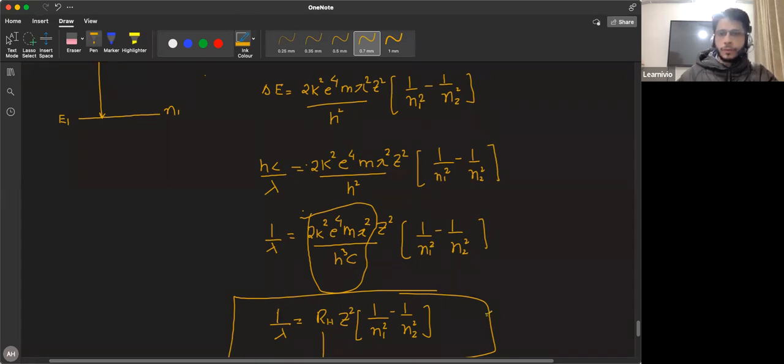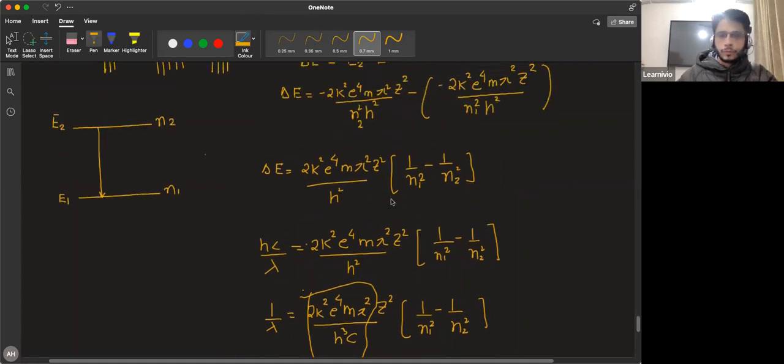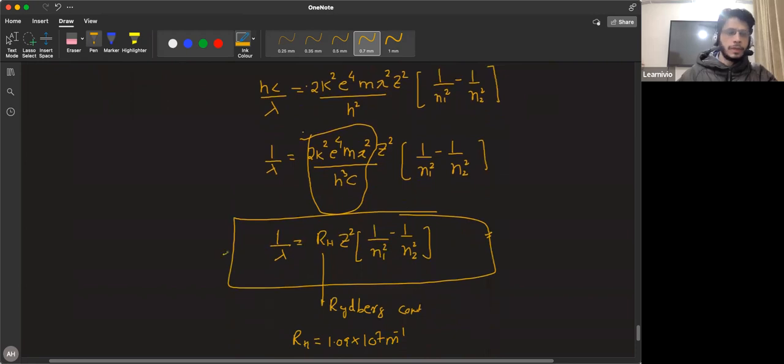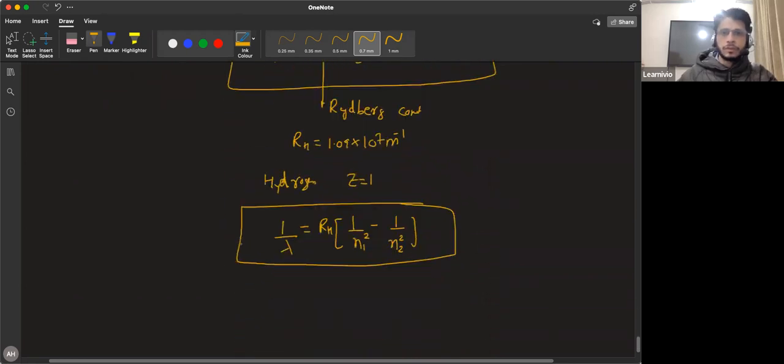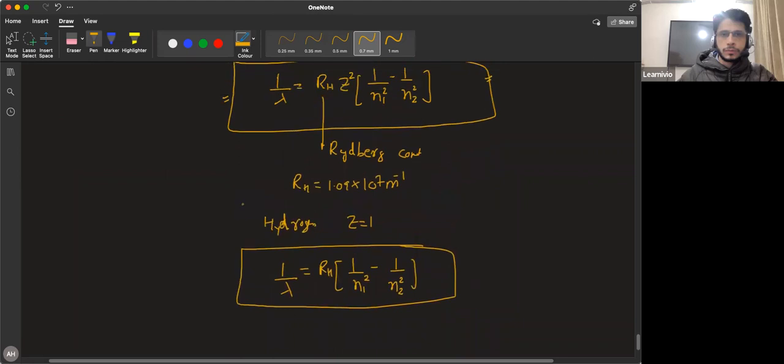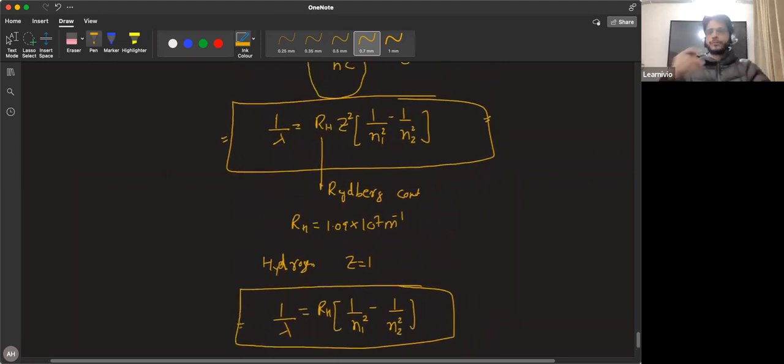Yes, has everyone written up to here? Okay, so this is the formula that we'll be using. Okay, note down up to here. Then we'll calculate different series like Lyman, Balmer, Paschen, Brackett, and Pfund series.